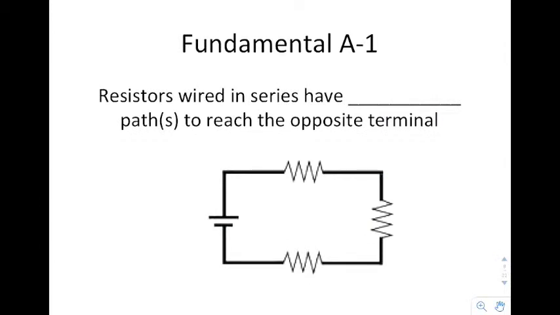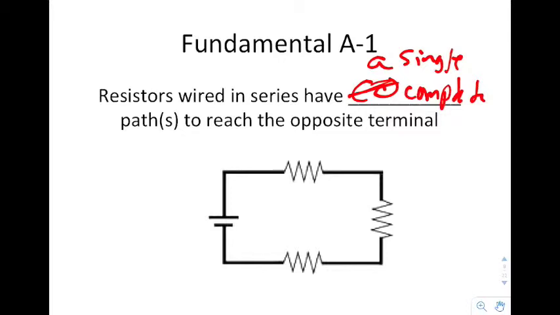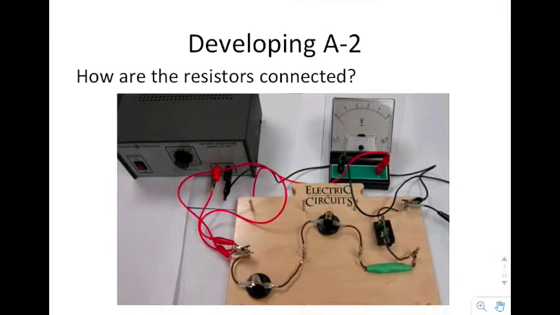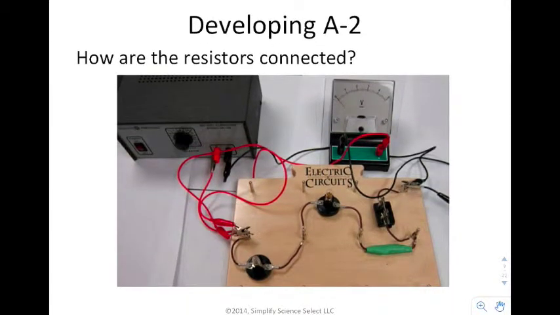Whenever you have resistors wired in series, they have a single complete path to reach the opposite terminal. There's only one way for me to go through these particular resistors. Now, how are these resistors connected? It's really difficult when you're working with this on a circuit board because it's all kinds of confusing. You have to start with, okay, here's my positive terminal. I know it's my positive terminal because it's red coming off the variable voltage supply.